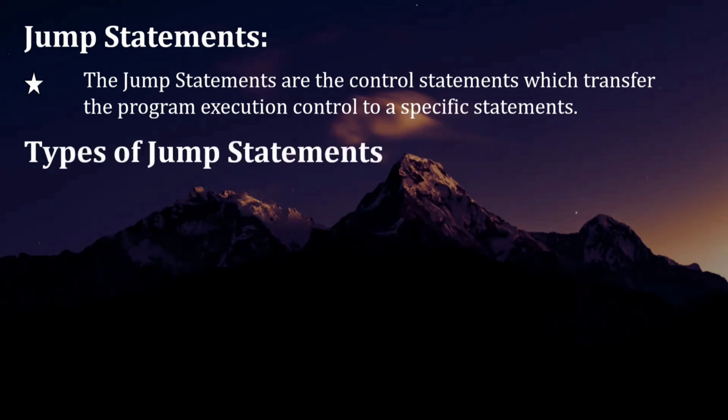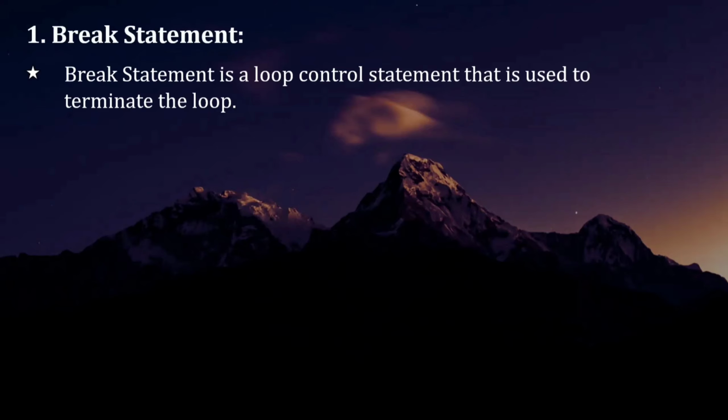Java supports three types of jump statements: break statement, continue statement, and return statement. First, let us deal with the break statement. The break statement is a loop control statement that is used to terminate the loop. As soon as the break statement is encountered in a loop, the loop iteration stops there and control returns immediately to the first statement after the loop. We can use the break statement inside a switch case to come out of the switch block, and also in a loop to break the loop execution.